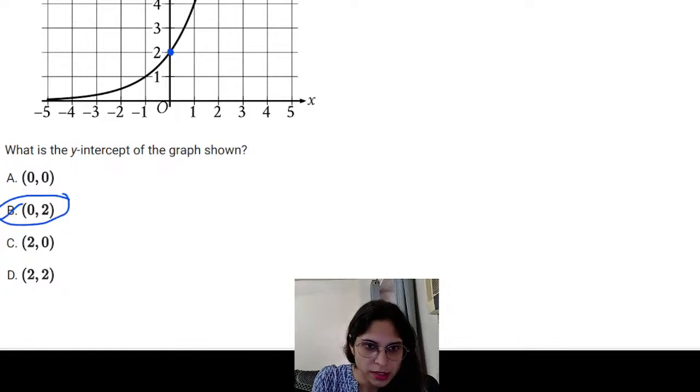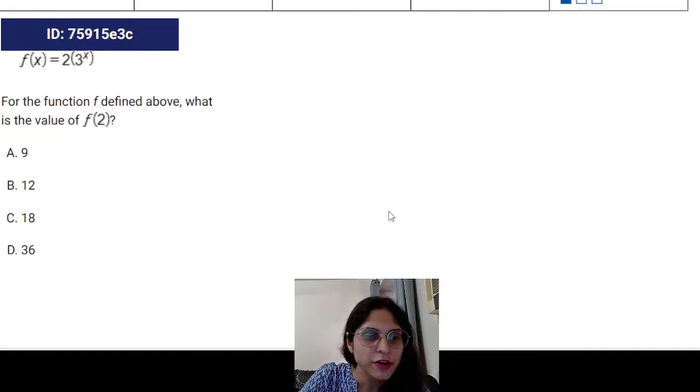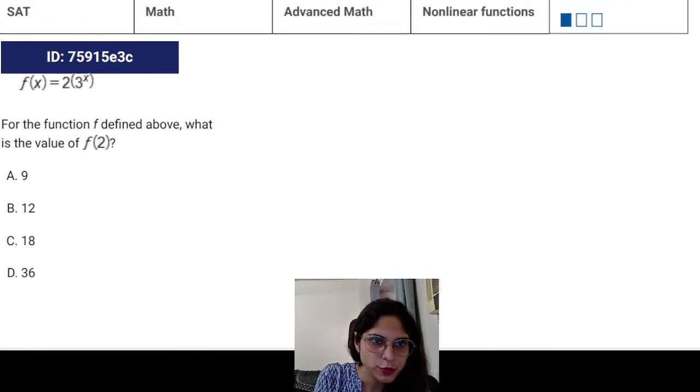The next easy question is question number 56. f of x equals 2 times 3 to the power x. What is the value of f of 2? I will solve it mentally. 2 means 3 squared, 9, times 2, the answer is 18.